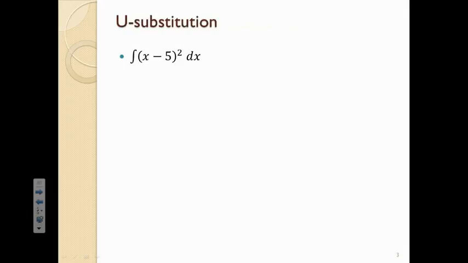Now, with U substitution, we come in and we look at this function and say, we're going to find the integral of x minus 5, the quantity squared, dx. Well, we know we can multiply it out, since everything inside the parenthesis is just raised to the power of 2, and then take the integral of it. But there's an easier way. Now, this is a very simple example. Again, the functions can get more and more difficult.